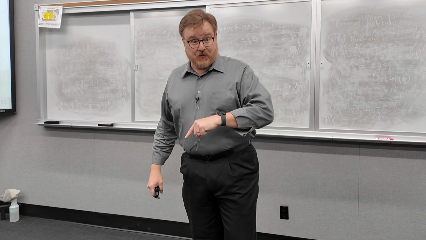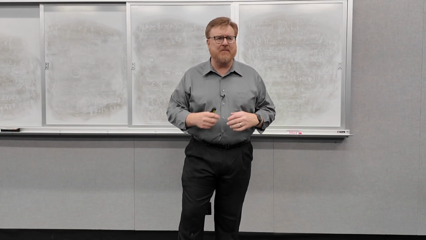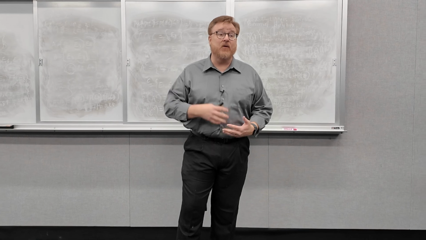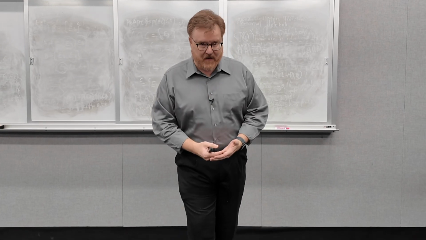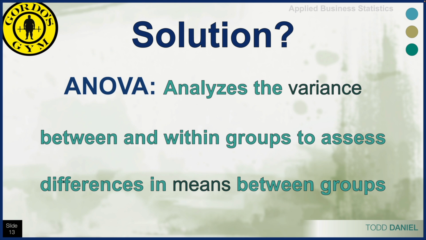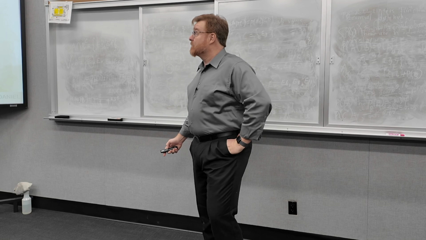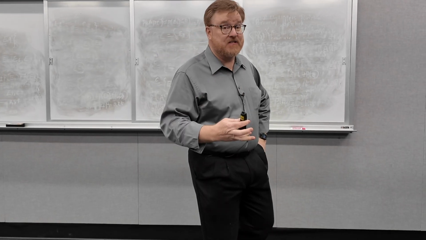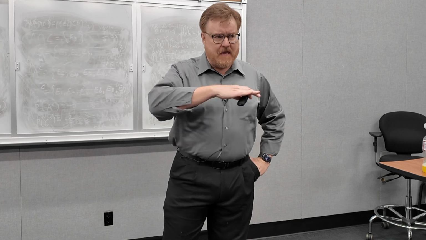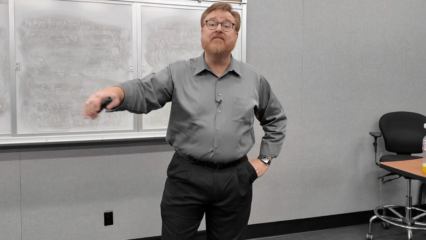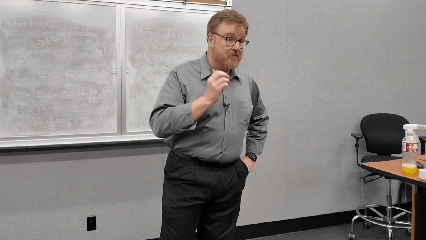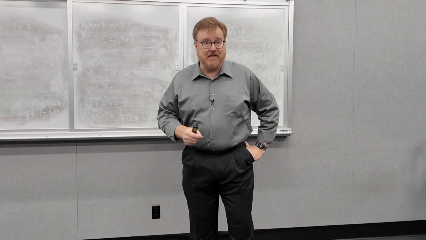The good news is we have a solution. That solution is we're going to do something called an ANOVA. ANOVA stands for Analysis of Variance. We are going to analyze the variance between groups with the variance within groups and determine whether there are differences between the means in all of the groups that we are comparing. It is a single test that will look at all of the groups, keep our alpha level at 0.05, and tell us whether there are mean differences that are statistically significant.